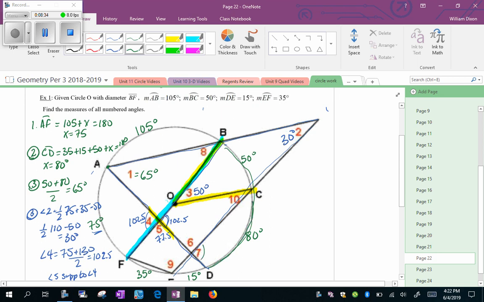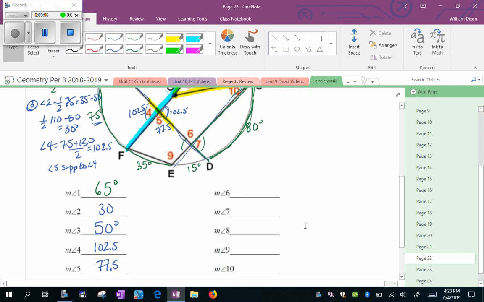So I have this arc here that it cuts, and then on the other side, I have that arc. So I'm going to find the average of those two. So angle 7 equals 80 on the one side plus 110, when I add those two together, and that's divided by 2, and that's going to equal 95 degrees. So I'm going to put 95 for angle 7.